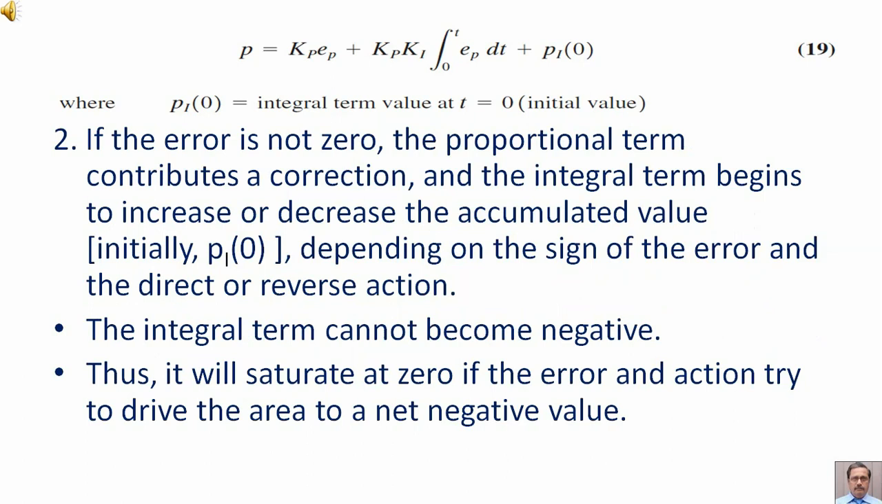If the error is not 0, the proportional term contributes a correction and the integral term begins to increase or decrease the accumulated value, initially P subscript 0, depending on the sign of the error and the direct or reverse action. The integral term cannot become negative, thus it will saturate at 0 if the error and action try to drive the area to a net negative value.